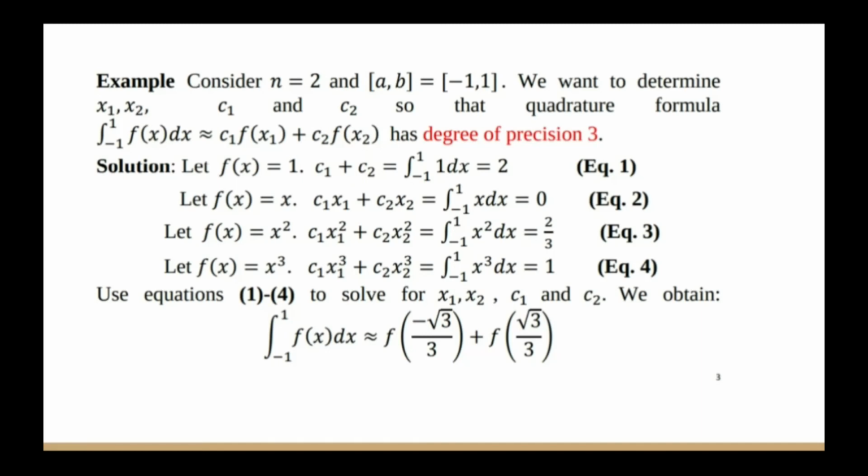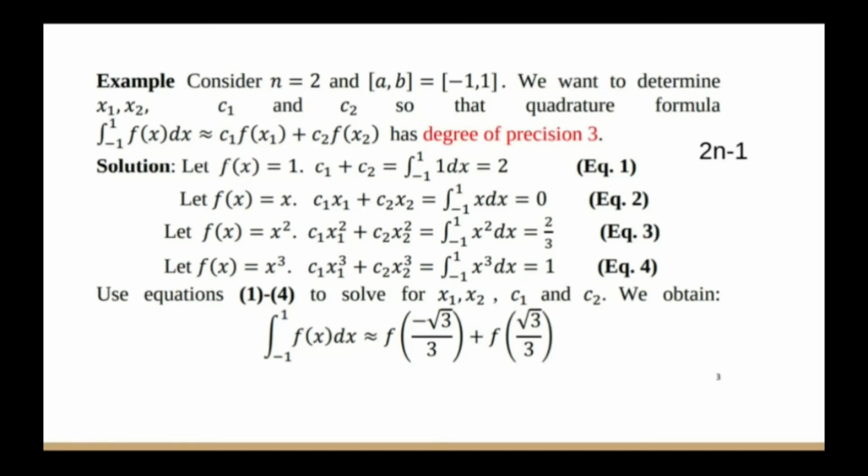So, consider n equals 2, and a and b equal to -1 and 1. We want to determine x sub 1, x sub 2, c sub 1, and c sub 2 so that the quadrature formula, which is the integral from -1 to 1 of f of x dx, approximately equal to c sub 1 times f of x sub 1 plus c sub 2 times f of x sub 2, has a degree of precision of 3. We know the degree of precision is 3 because we use the polynomial degree 2n minus 1, and we are given n equals 2.